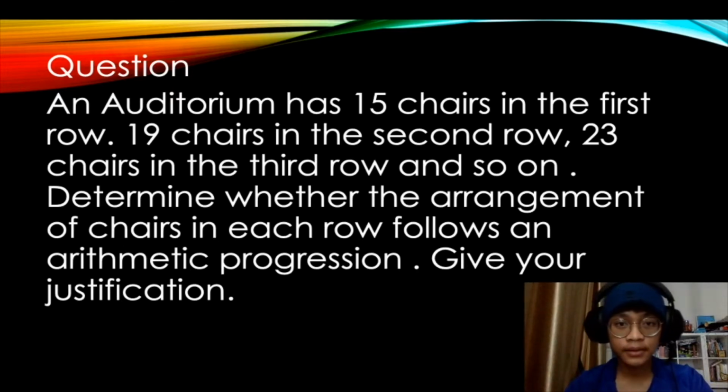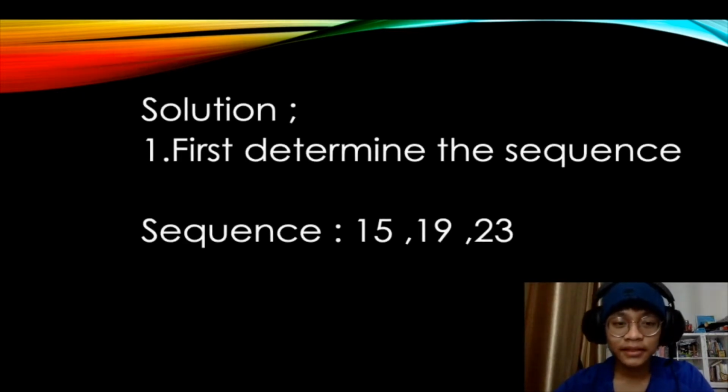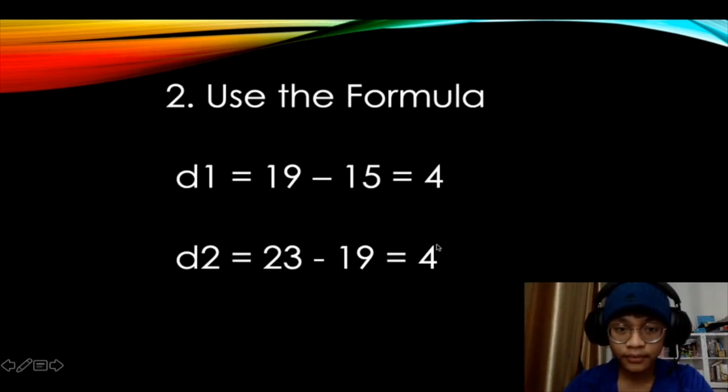Okay, let's solve it. First, determine the sequence, that is 15, then followed by 19, then 23, and so on and so forth. Then we use the formula, that is D equals T2 minus T1. So we have T2, that is the second row, 19, minus the first row, 15, equals 4.